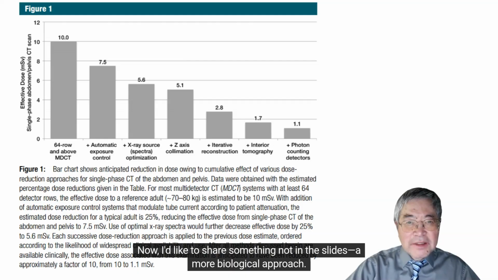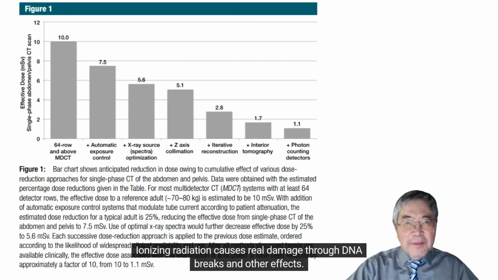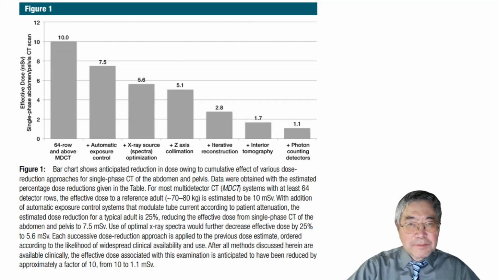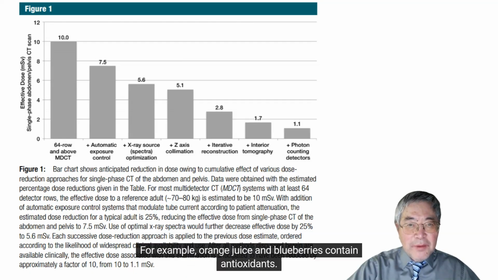Now, I'd like to share something not in the slides, a more biological approach. Ionizing radiation causes real damage through DNA breaks and other effects. Some medications or natural products contain antioxidants, which can help mitigate radiation-induced damage. For example, orange juice and blueberries contain antioxidants.